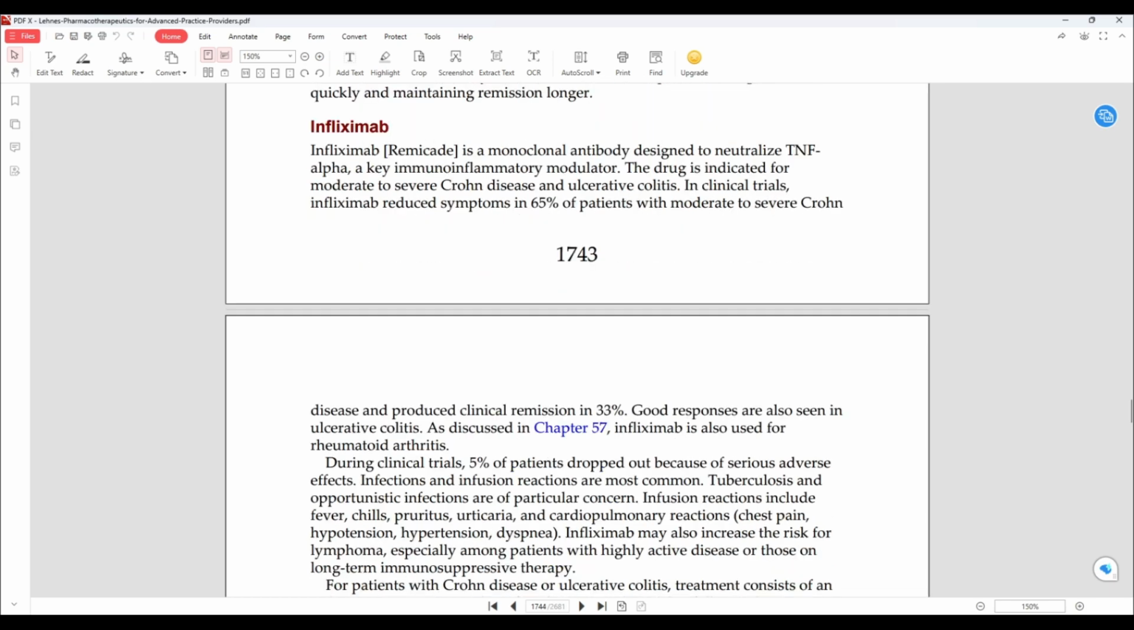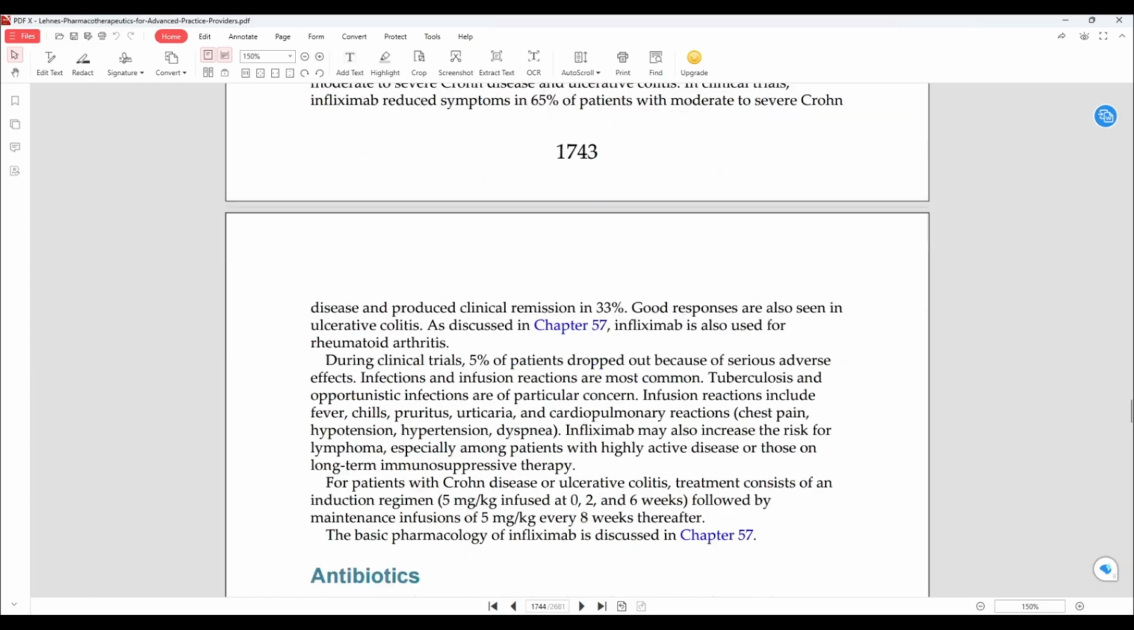So we'll start off with the first, infliximab or Remicade, which is a monoclonal antibody designed to neutralize the tumor necrosis factor alpha, a key immunoinflammatory modulator. The drug is indicated for moderate to severe Crohn's disease and ulcerative colitis. In clinical trials, Remicade reduced symptoms in 65% of patients with moderate to severe Crohn's disease and produced clinical remission in 33%. Good responses are also seen in ulcerative colitis.